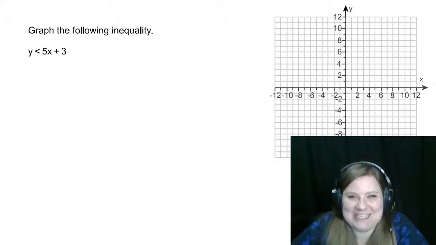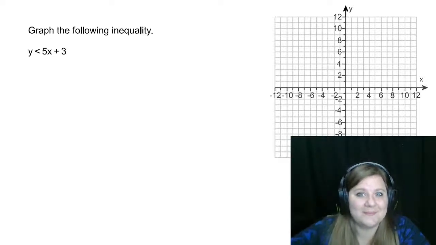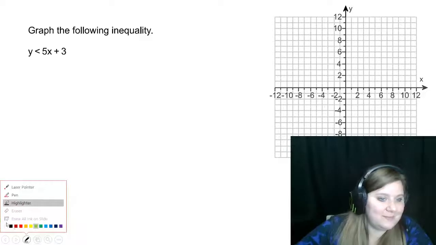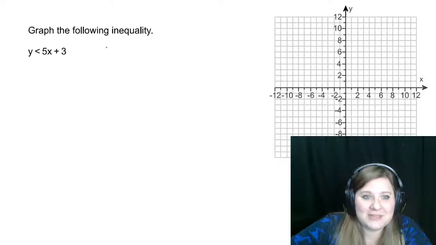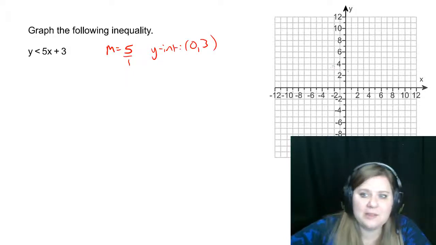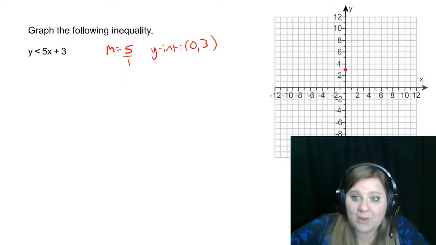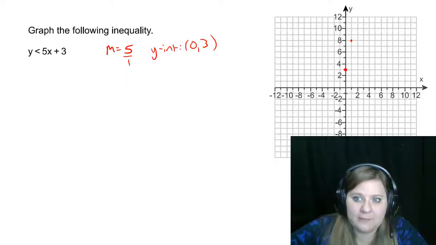Try graphing this inequality. Note that it's already in slope-intercept form, so it might be easier for you to graph. So here my slope is 5, or 5 over 1, and my y-intercept is (0, 3). So I plot (0, 3), and then from there I count up 1, 2, 3, 4, 5, and right 1. And you could also have counted down 5 and left 1. That would have been fine too.